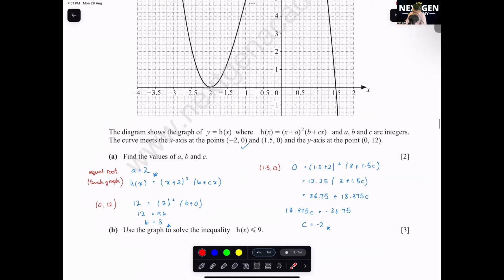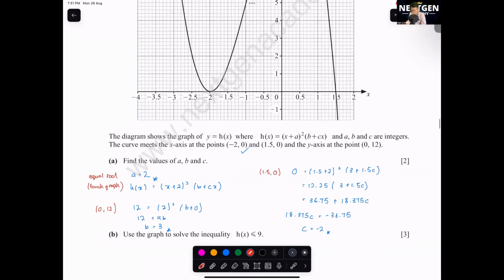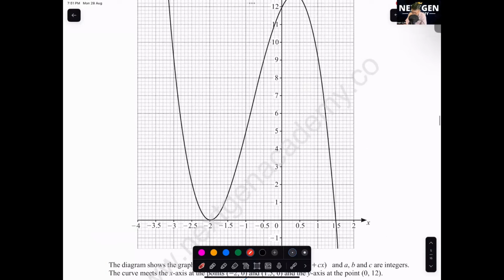Question B, use the graph to solve the inequality h(x) is less than or equal to 9. What are they asking you over here? Basically, you want to find where exactly y is less than or equal to 9. I don't know why this one is 3 marks, because it's so simple. What you need to do is draw a line. You want to find your y value here. Read these 3 points.